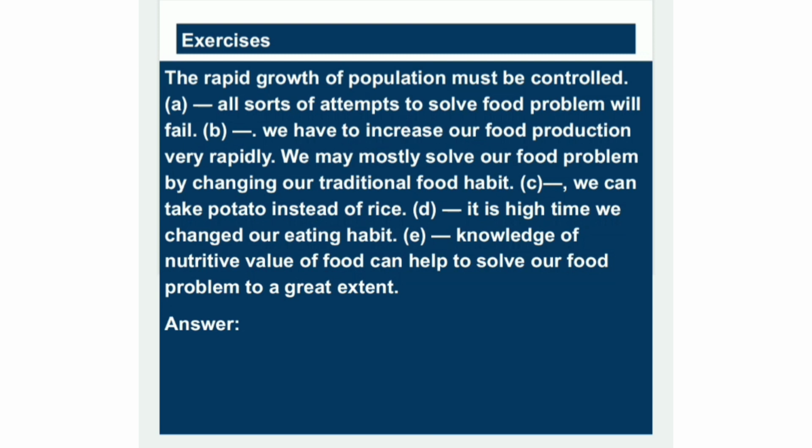Okay, I'm saying the passage again, using connectors. The rapid growth of population must be controlled, otherwise all sorts of attempts to solve food problem will fail. Besides, we have to increase our food production very rapidly. We may mostly solve our food problem by changing our traditional food habit. For example, we can take potato instead of rice. So it is high time we changed our eating habit. Above all, knowledge of nutritive value of food can help to solve our food problem to a great extent.